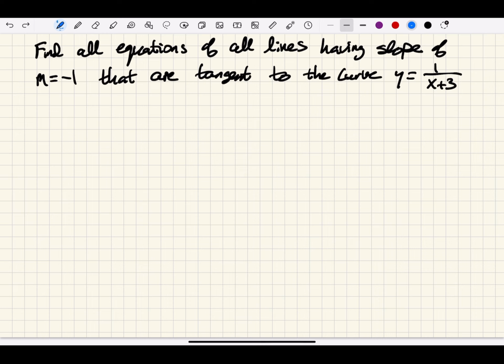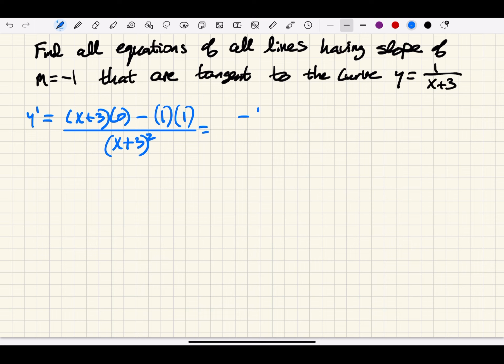We could do that using the quotient rule, y prime equal to the bottom, x plus 3, times the derivative of the top, 0, minus the top, 1, times the derivative of the bottom, the derivative of x plus 3 is 1, divided by the square of the bottom, so x plus 3 squared. This would give us -1 over the square of x plus 3.